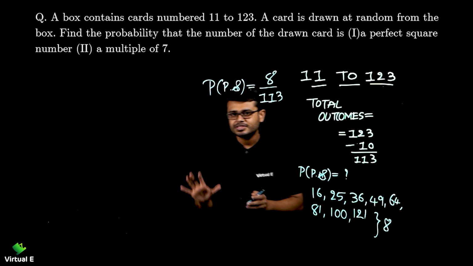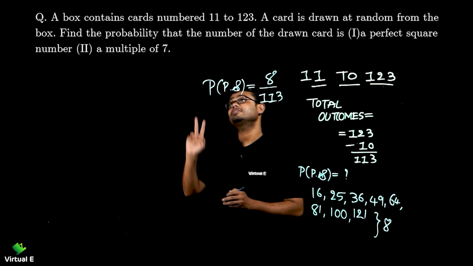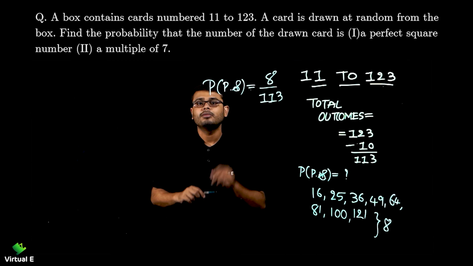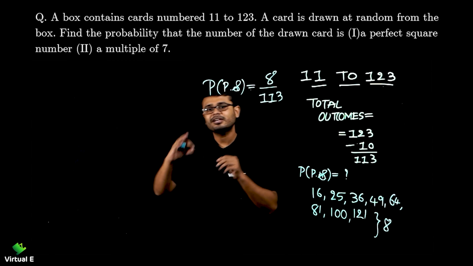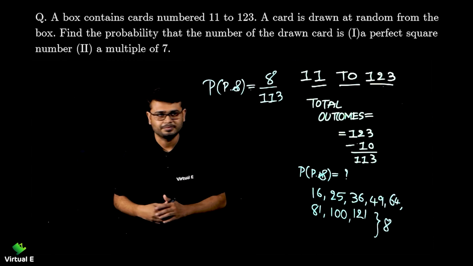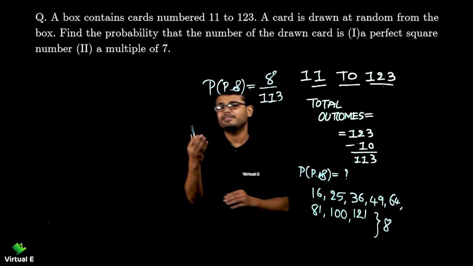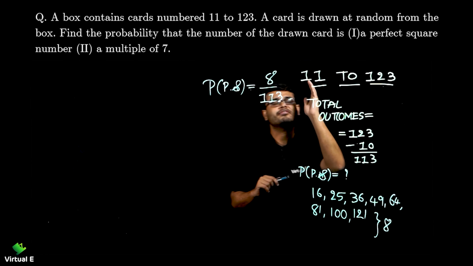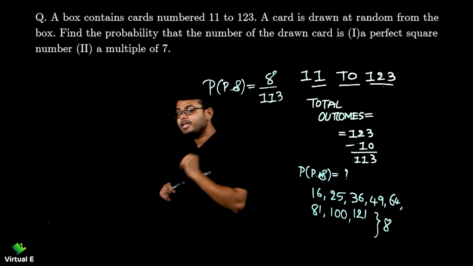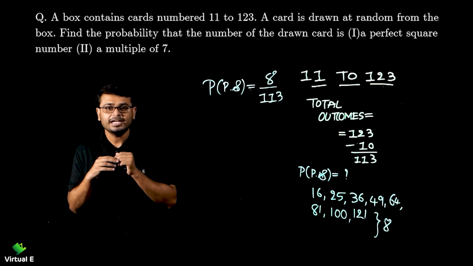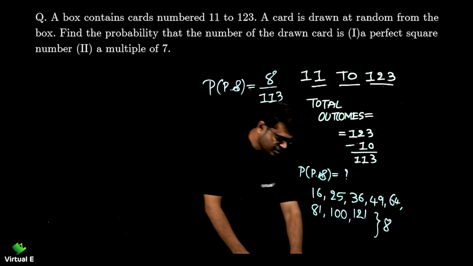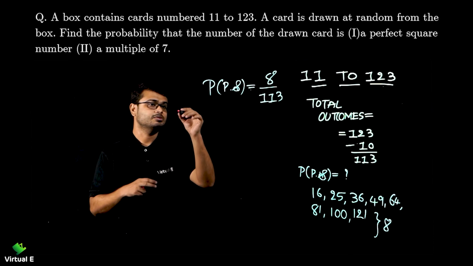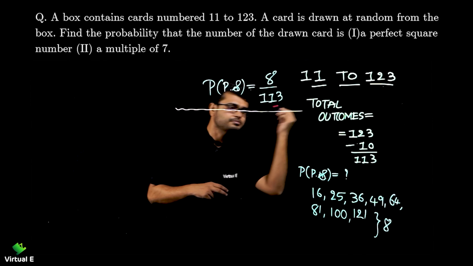Now that was the first case; the sum is not over yet. We have the second case: we have to find the probability of a multiple of 7, meaning the number is being multiplied by 7. Let's start. 7 ones are 7. Can we take 7? No, because we need to start from 11. 7 twos are 14. Can we take 14? Yes. In this manner we are going to find numbers till 123.